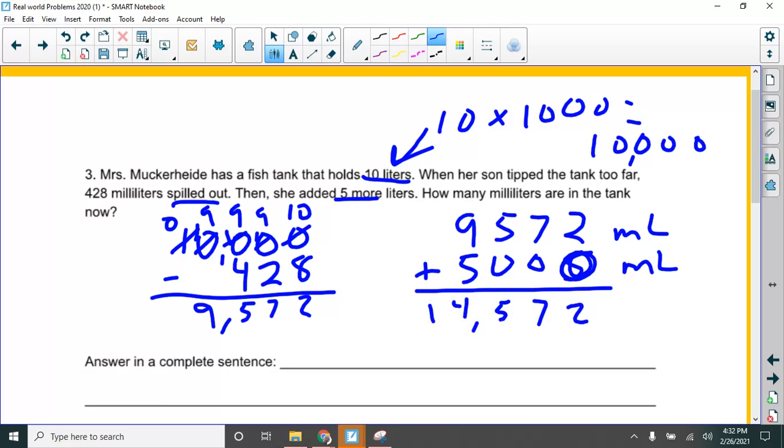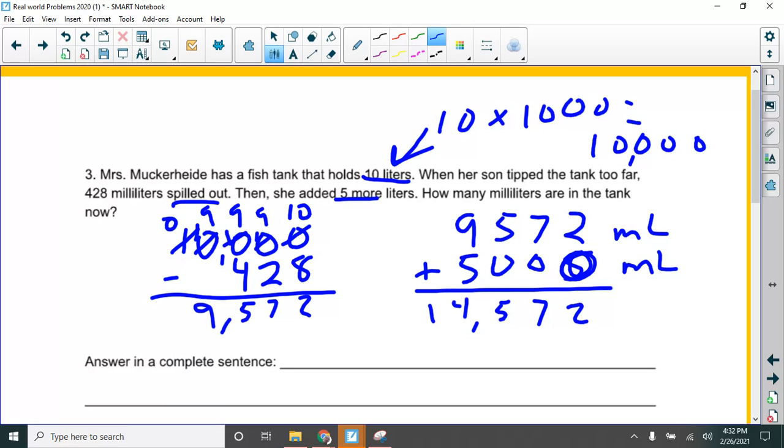and write it in a complete sentence. Type the sentence that we should write. Yes, you should write something to the extent of, there are now 14,572 milliliters in the tank. If you wrote that, you are correct.